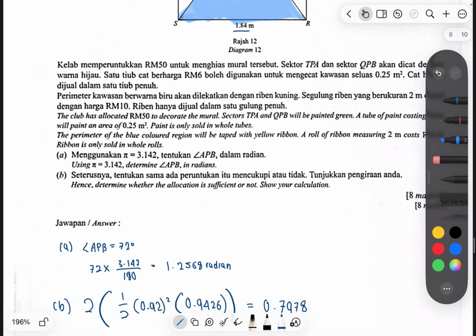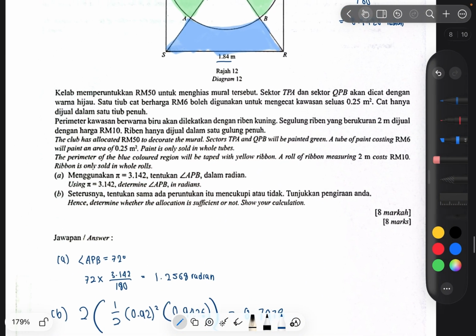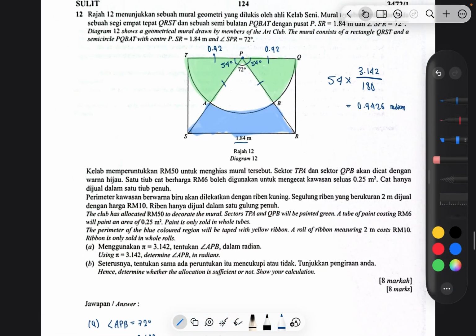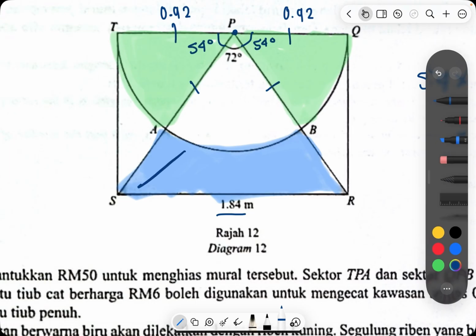Now the perimeter of the blue colored region will be taped with the yellow ribbon. A roll of ribbon measuring 2 meters costs 10 ringgit. Ribbon is only sold in whole rolls. Okay, so they also want to sell whole, so they don't want it to be less than. So we have to round off later. Okay, so first we have to find this region.